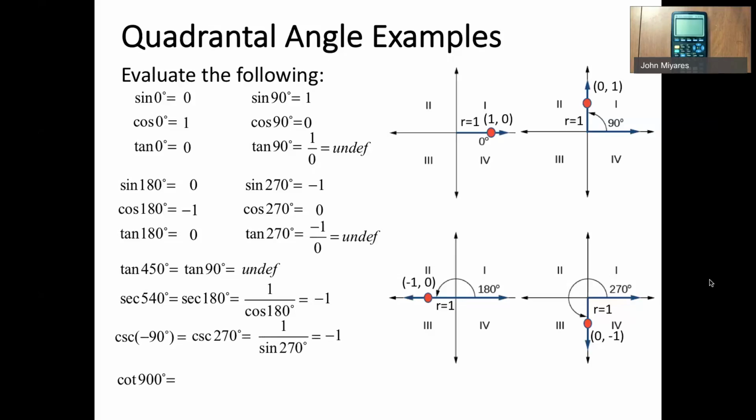For the cotangent of 900 degrees, we need to back up a couple of rotations to realize that 900 degrees is coterminal with 180 degrees. Next, we need to remember that cotangent is the reciprocal of the tangent. And the tangent of 180 degrees is 0. So then the reciprocal of 0 is going to be undefined.